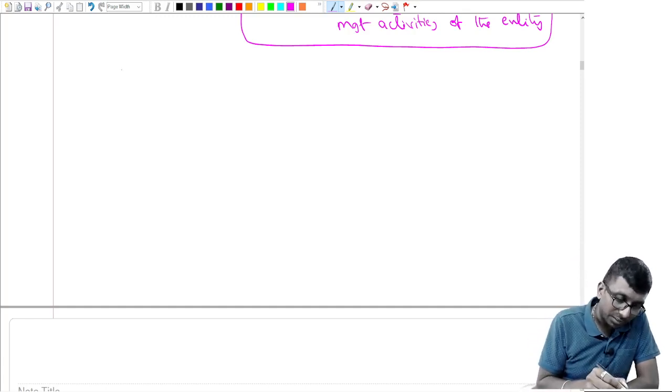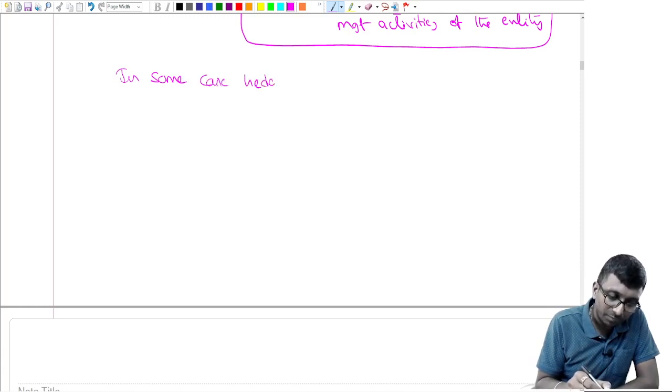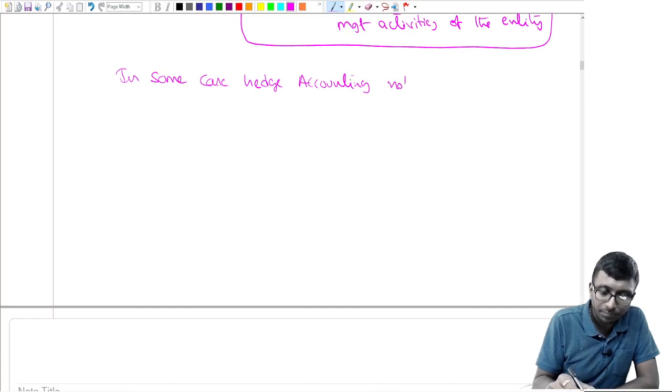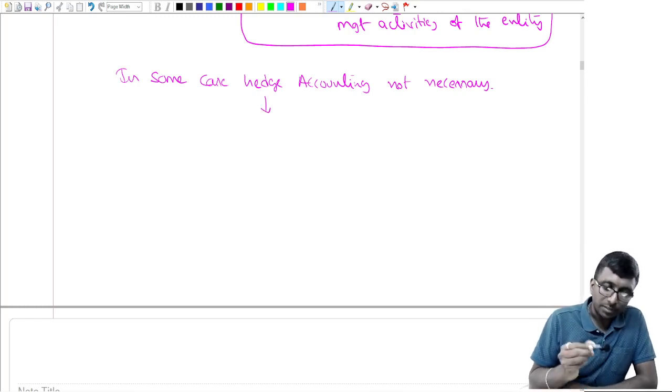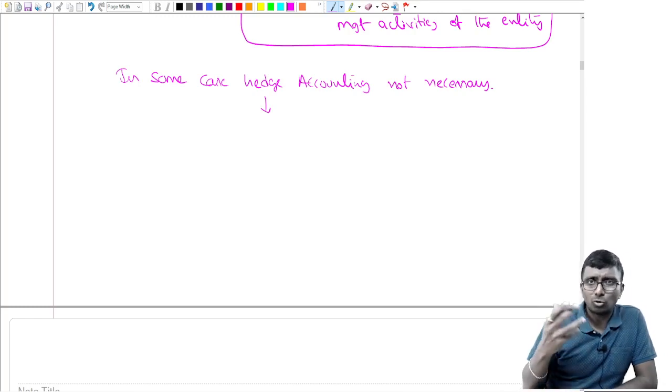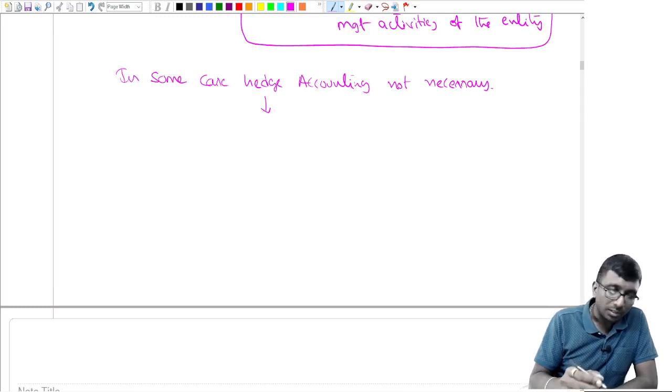In some cases, make note, hedge accounting is not necessary. Where is hedge accounting not required? When there is no matching concept, because without following hedge accounting, it is already representing the real risk management. Then why do I need to follow it?